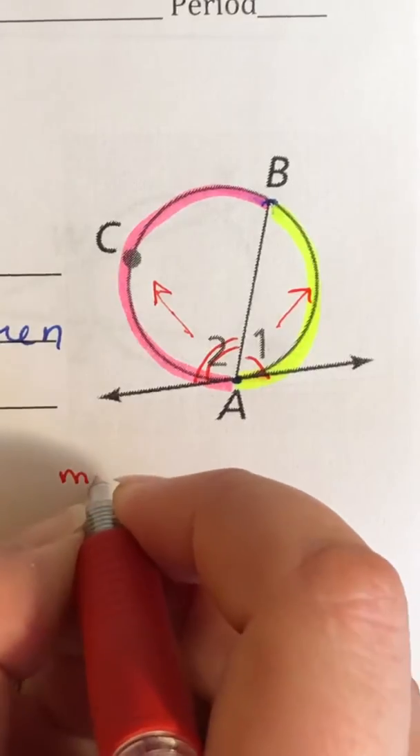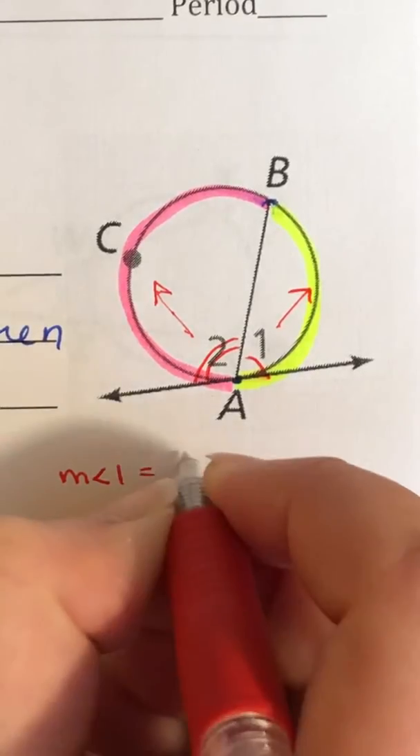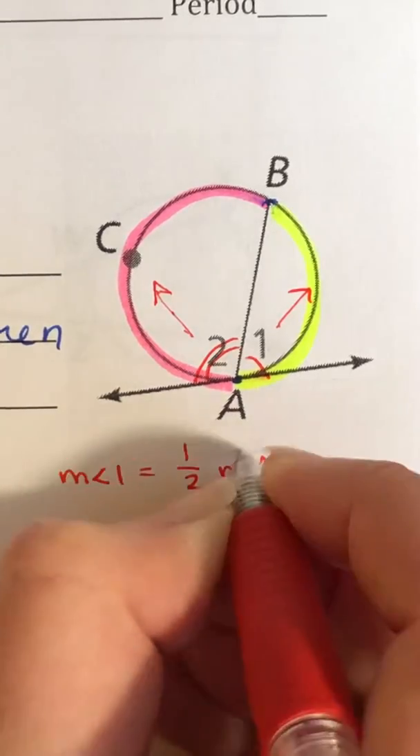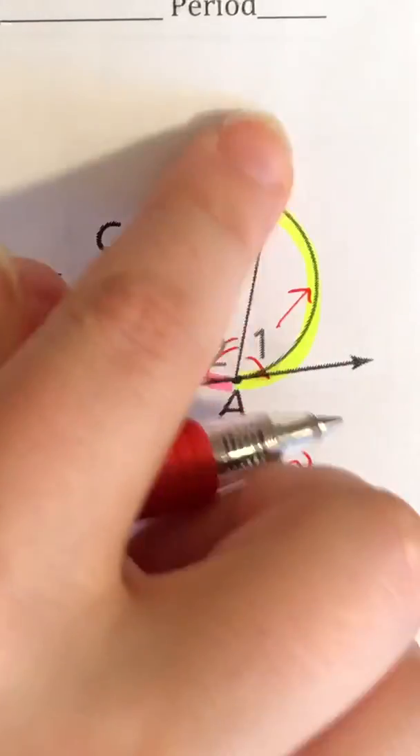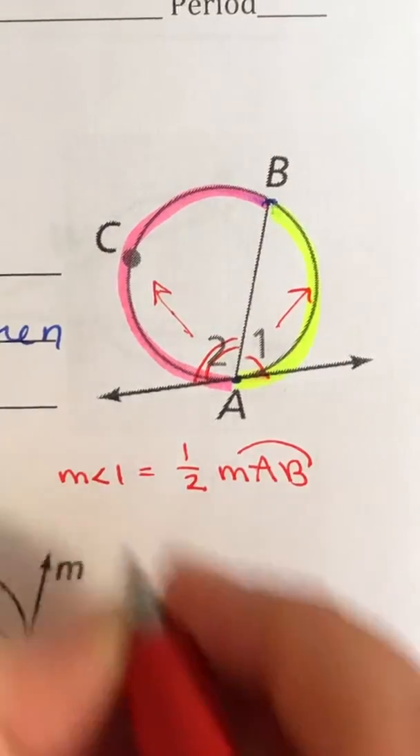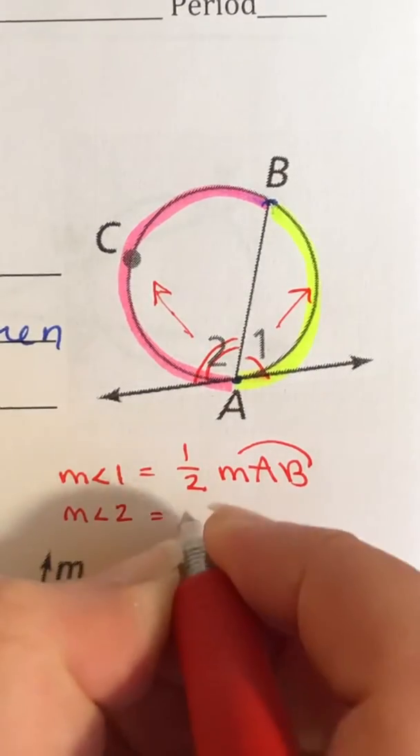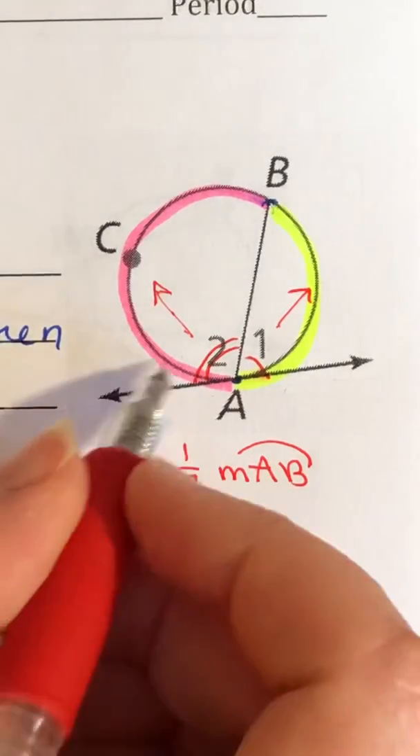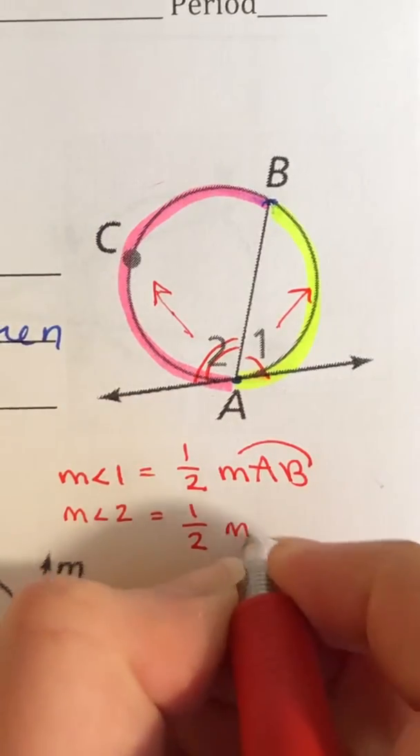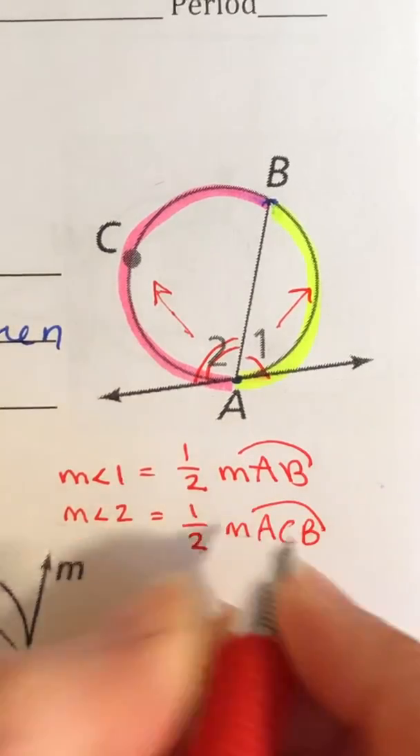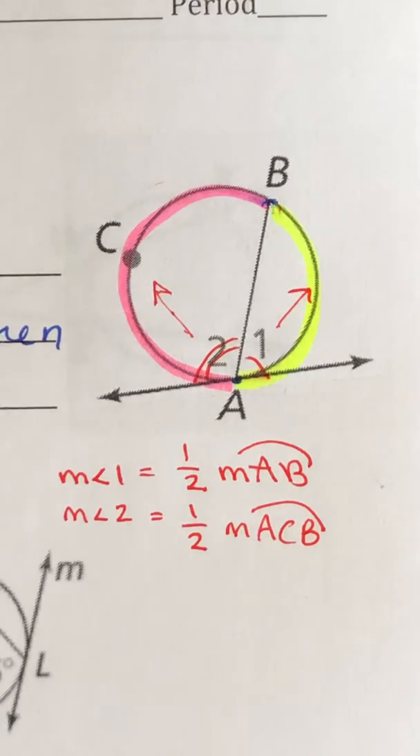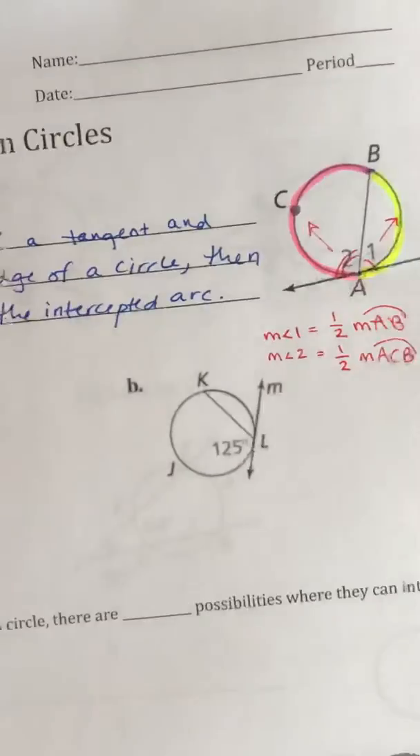So the measure of angle 1 is going to be 1/2 of AB. We know we're talking about this yellow one because AB is just 2 letters, so you always go the shortest way. For the next one, the measure of angle 2 would have to be half of ACB, so you know which one you're talking about. You could also call it BCA, it doesn't matter, as long as you are hitting the right points in the right order. So let's do some practice with that.